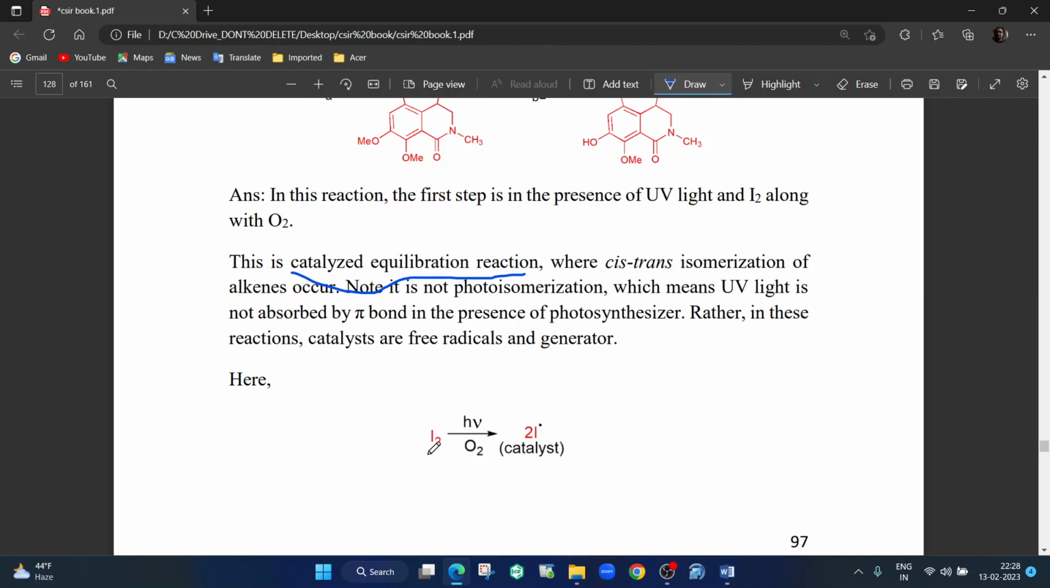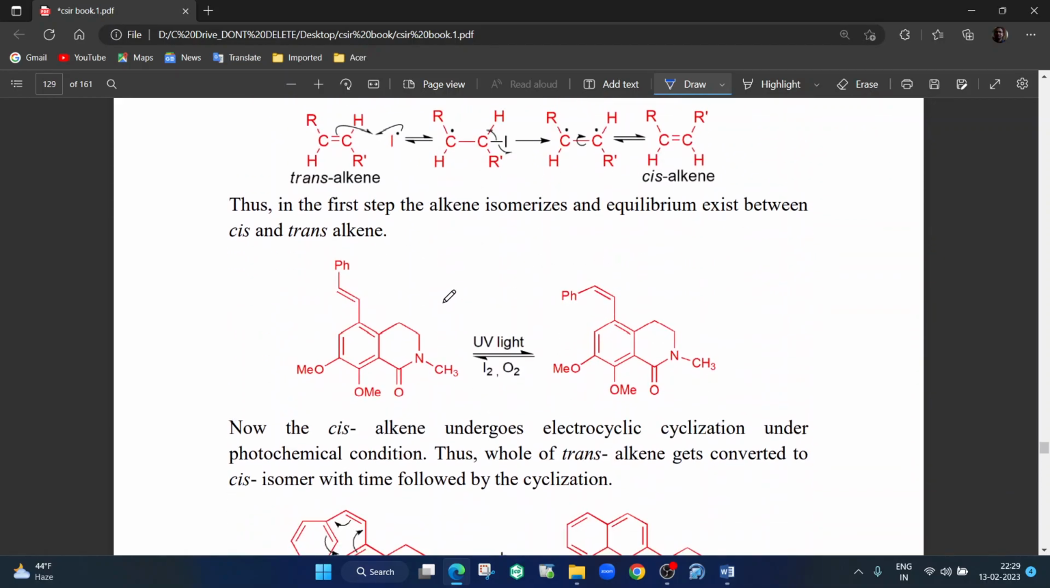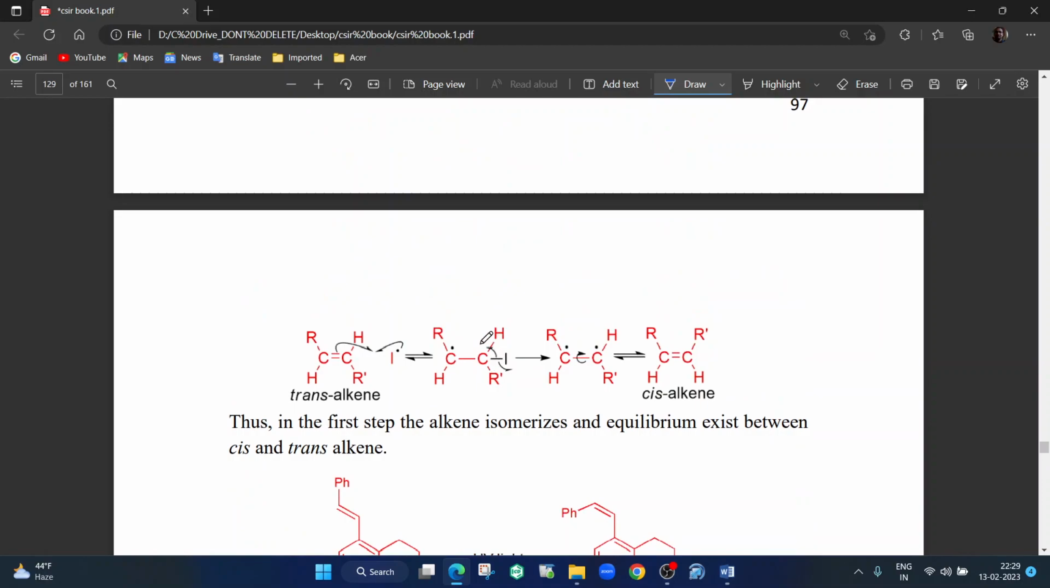So, what happens is iodine is there, in presence of light it breaks, because iodine is very large in size. So, when two iodines are there, this bond is very weak. So, with a little bit of light, it immediately breaks up into two iodine radicals. So, now this iodine radical interacts with the double bond through radical mechanism, and you get single bond character and the electron is here. Now this can rotate. So this was trans, now it can rotate and come to cis.